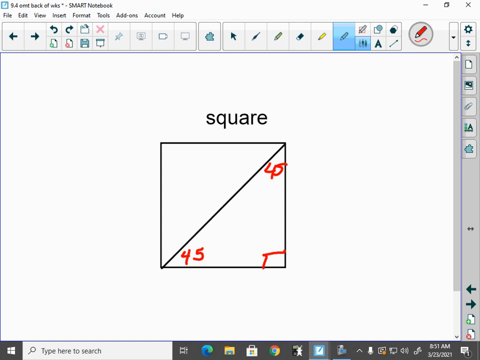So the question on the quiz might be something like, if the sides of a square are 5, what's the length of the diagonal? Anybody? Not 5. It's a little bigger than 5.